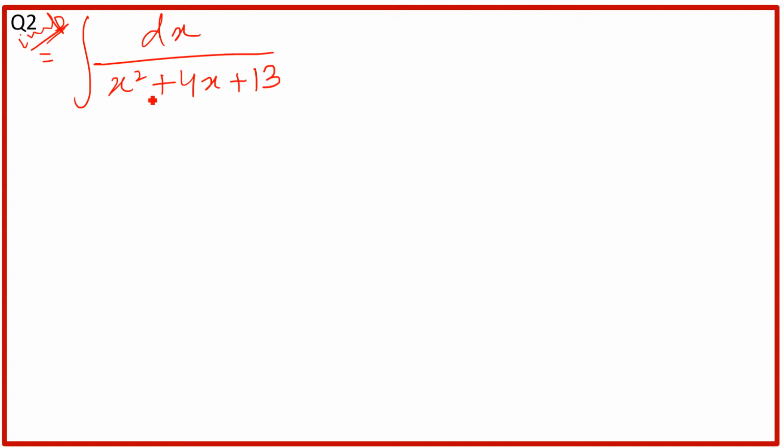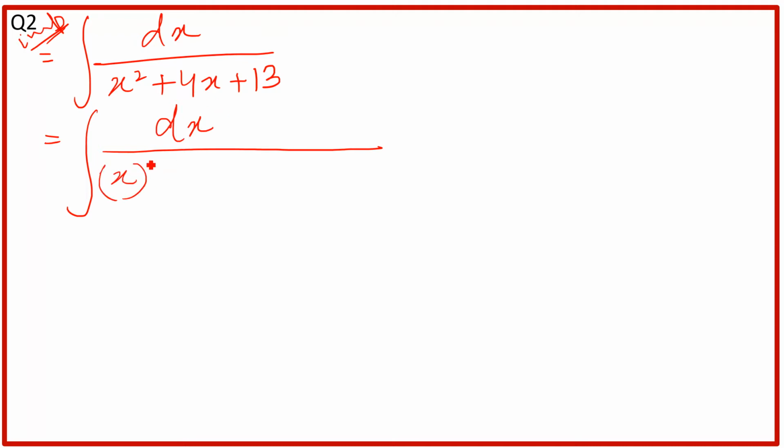First of all, you have to see whether we have the derivative of this function in the numerator. If I ask you what the derivative is, the derivative of this function should be 2x plus 4, which is not available. So next, we will see if we can make the complete square of the denominator.